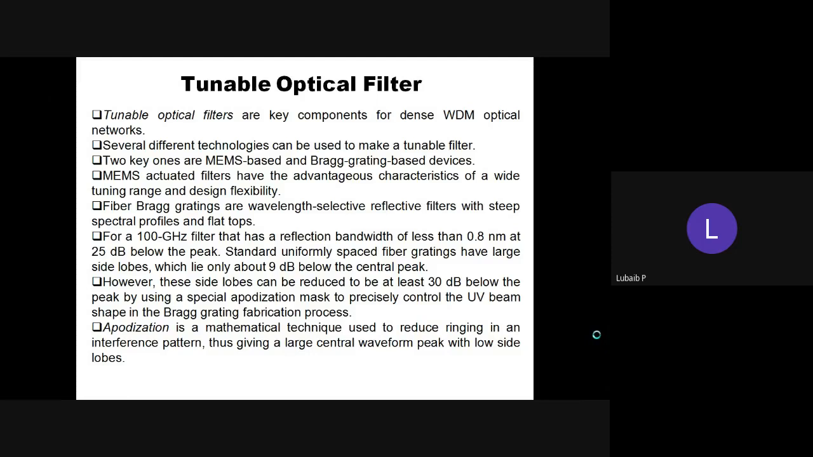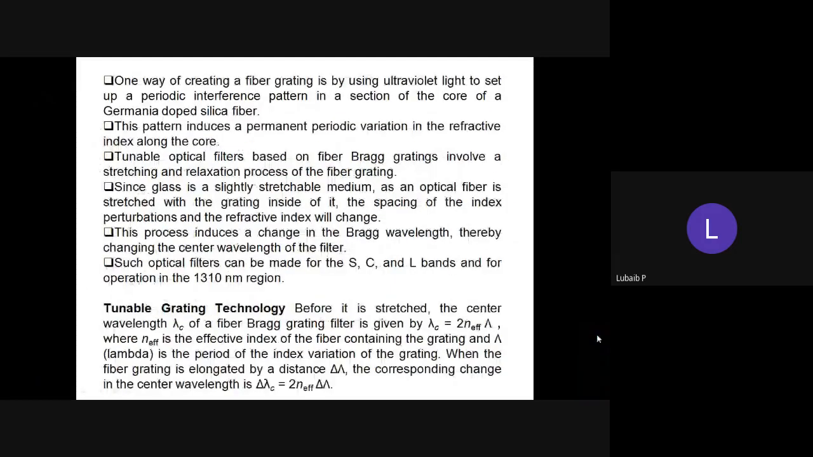One way of creating a fiber grating is by using ultraviolet light to set up a periodic interference pattern in a section of the core of a germanium doped silica fiber. This pattern induces a permanent periodic variation in the refractive index along the core. Tunable optical filters based on fiber Bragg grating involve a stretching and relaxation process of the fiber grating. Glass is a slightly stretchable medium, and I think all of you know this property of the material glass used for the optical fiber.